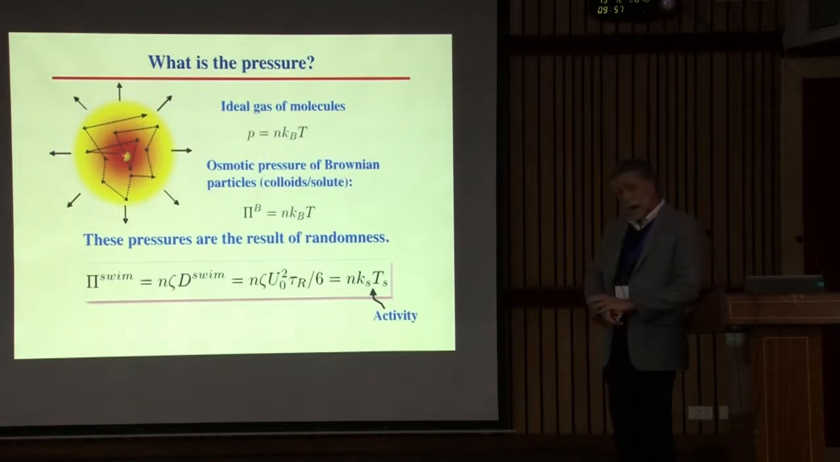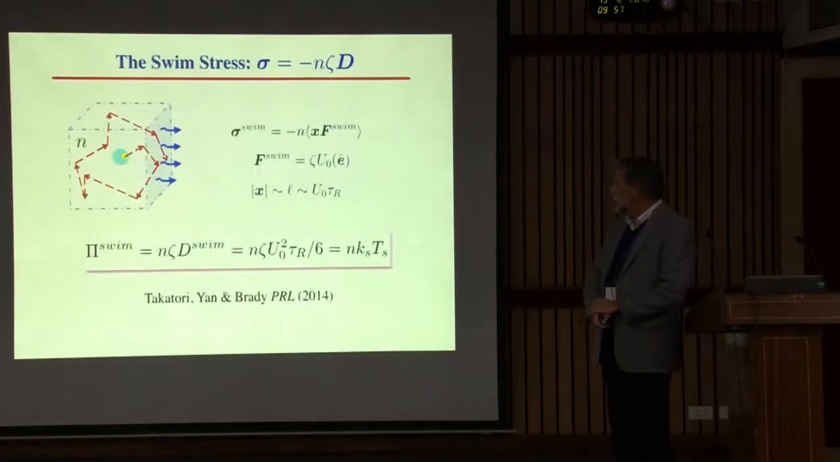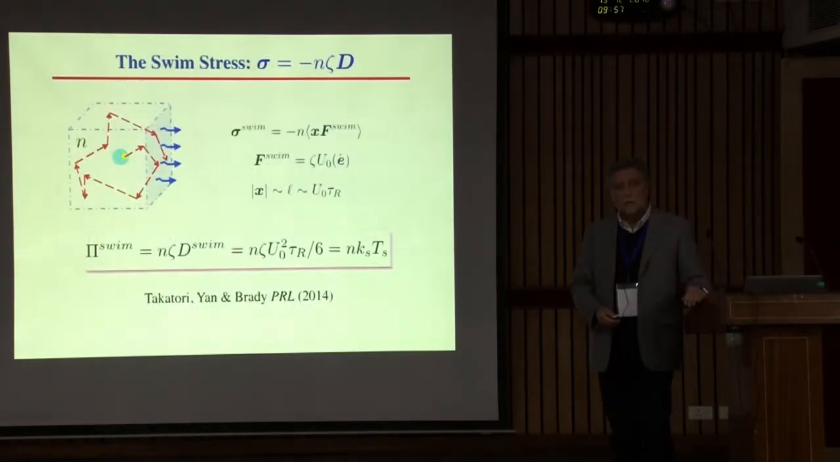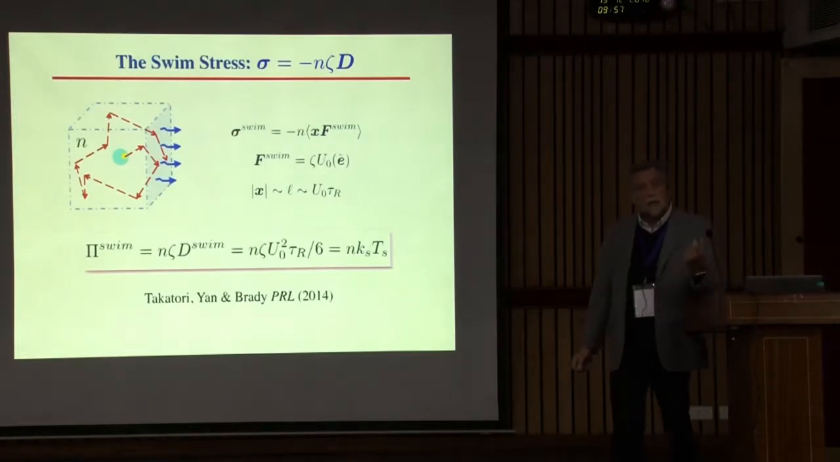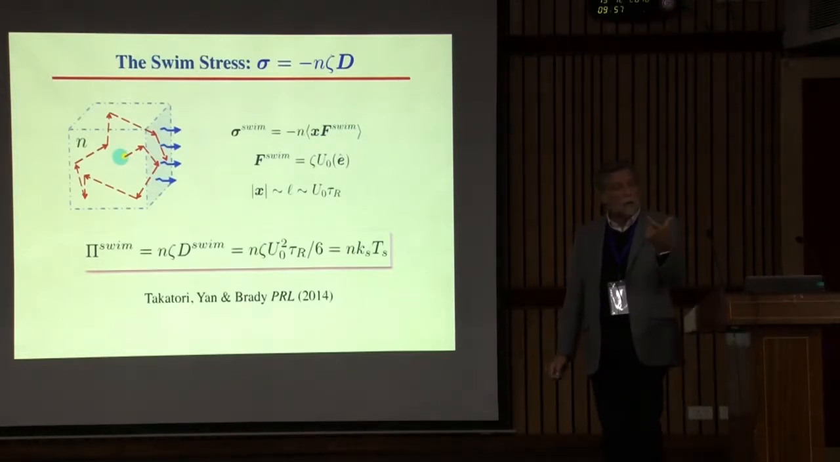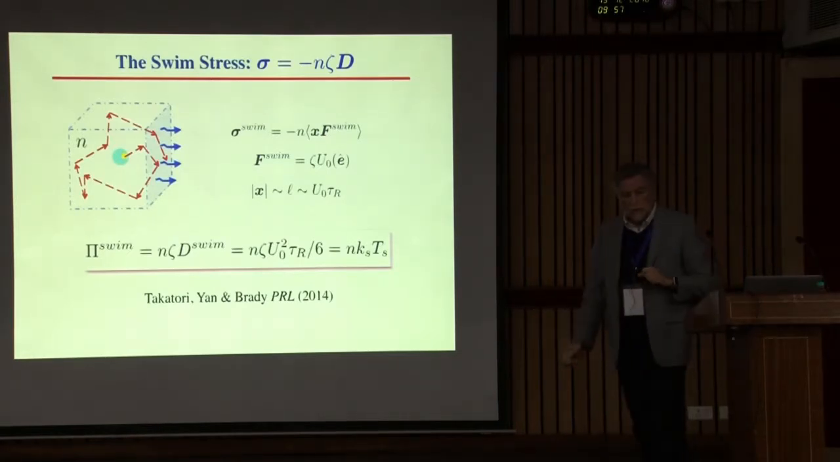For those that like mechanics, since this is a mechanics conference, there's also a fundamental definition of stress. This stress is minus the number density, drag, the diffusion coefficient. The micromechanical definition is a moment of the force. The force is the swim force, which is the drag times the swimming speed. And importantly, the moment arm is not the body size, but its run length or its step size, L. And that gives you a micromechanical formula.